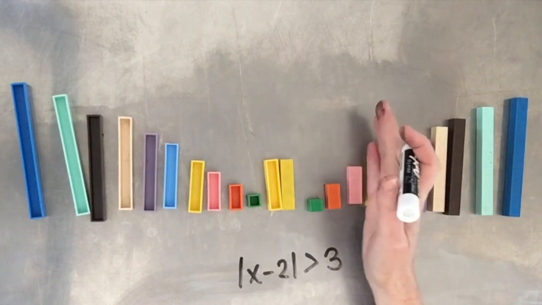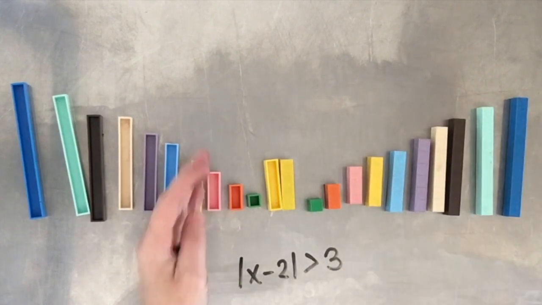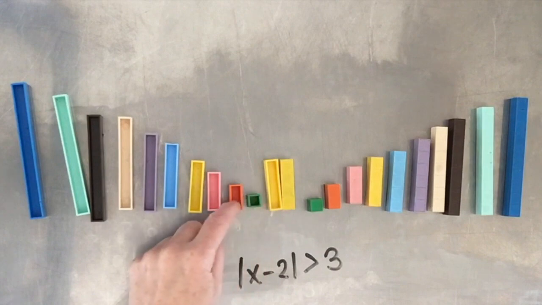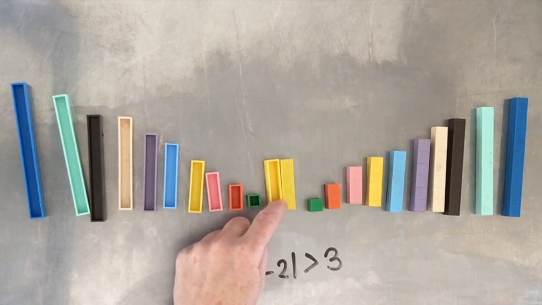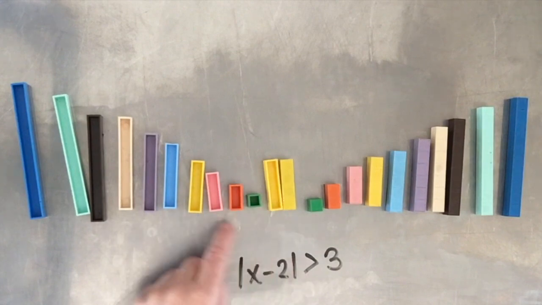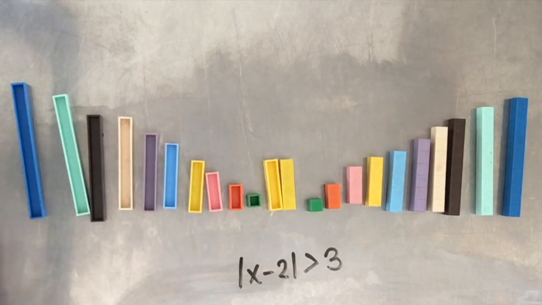So we have to think about all of these things here. And then this is 1 step from 0, 2 steps from 0, 3 steps from 0. Again, it says greater than, so we're not going to include that 3. We have to look that way.